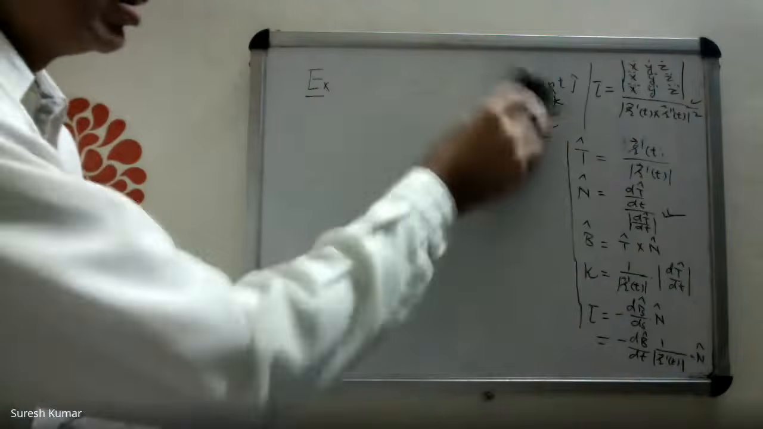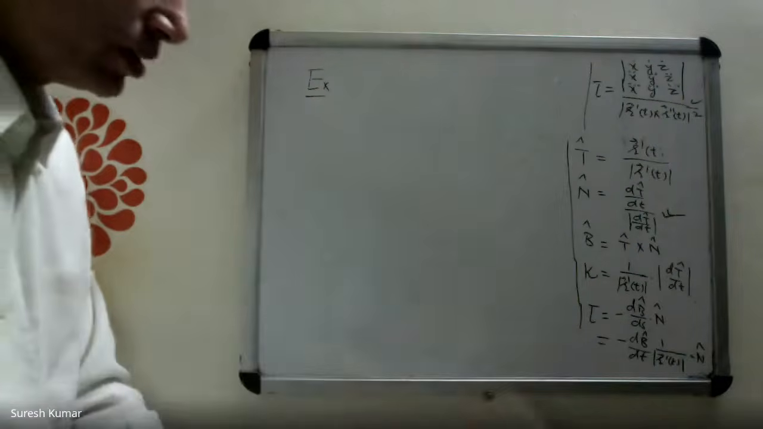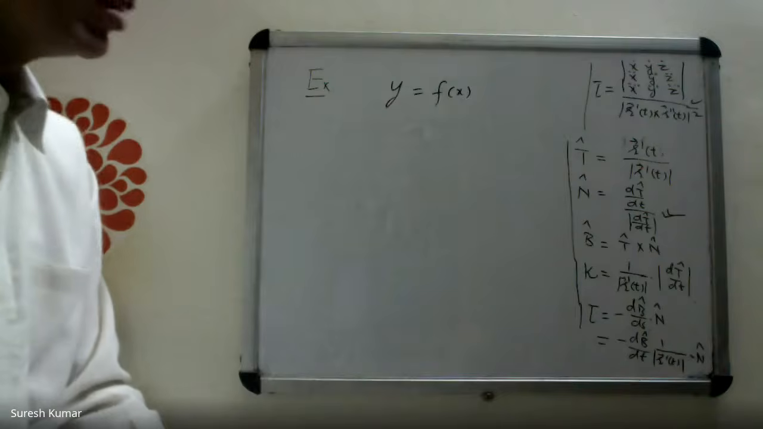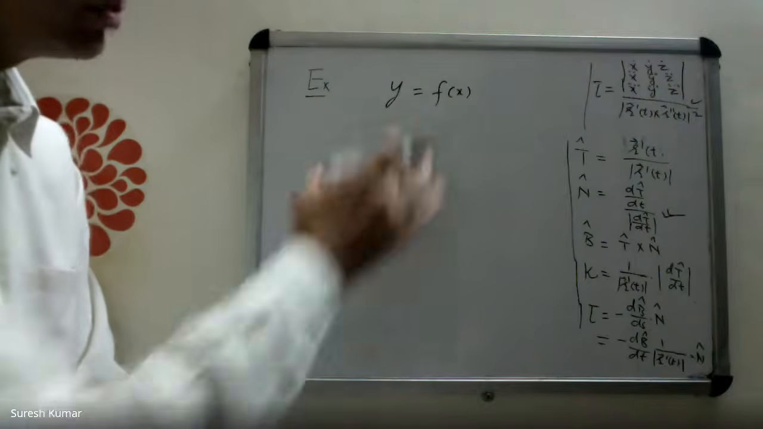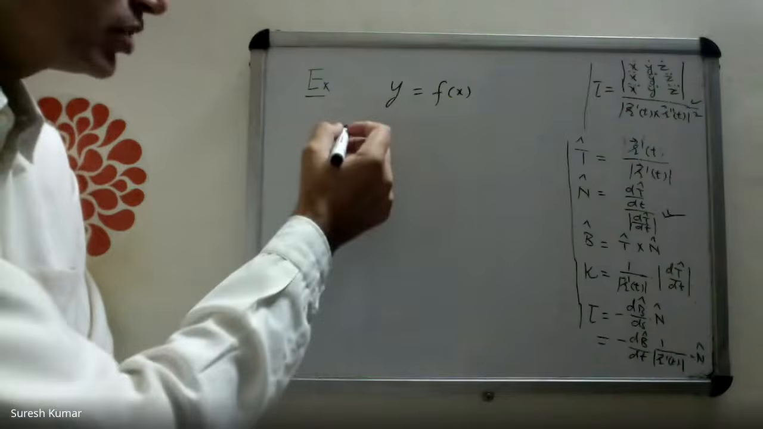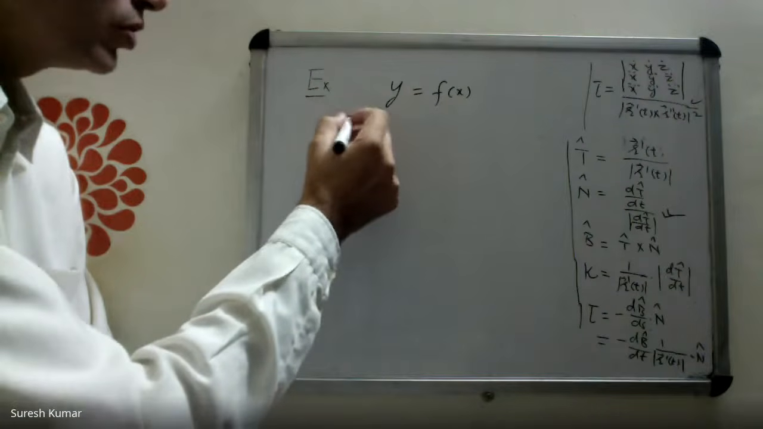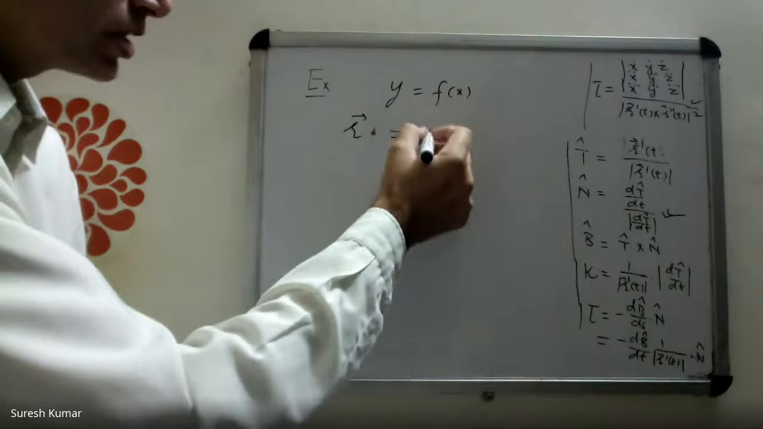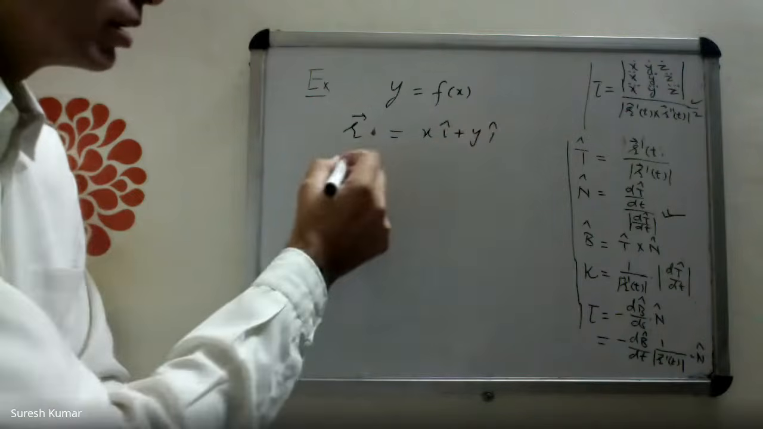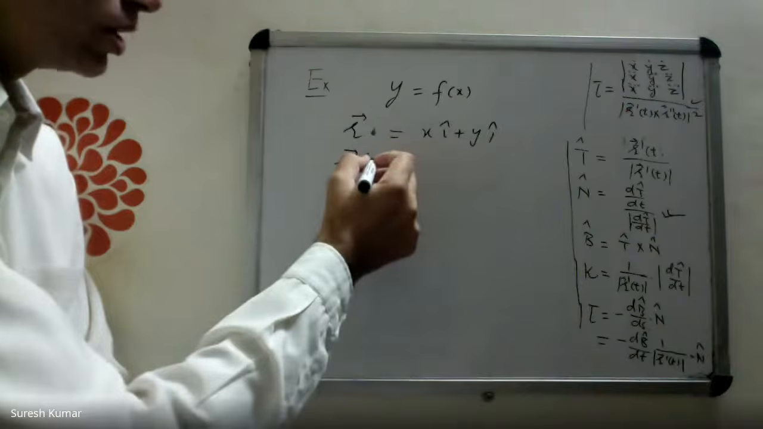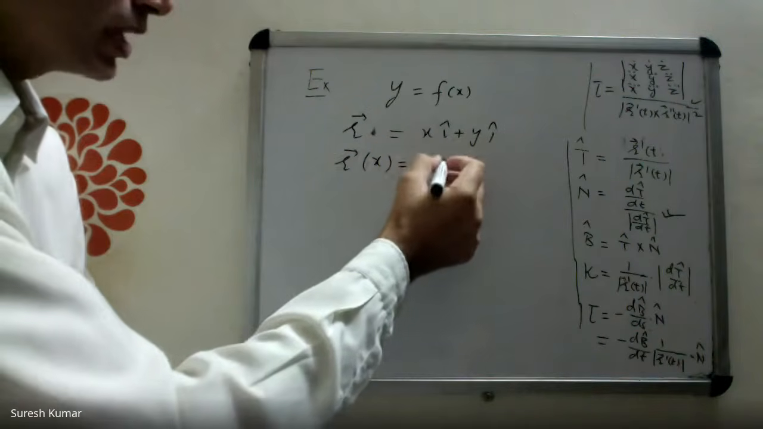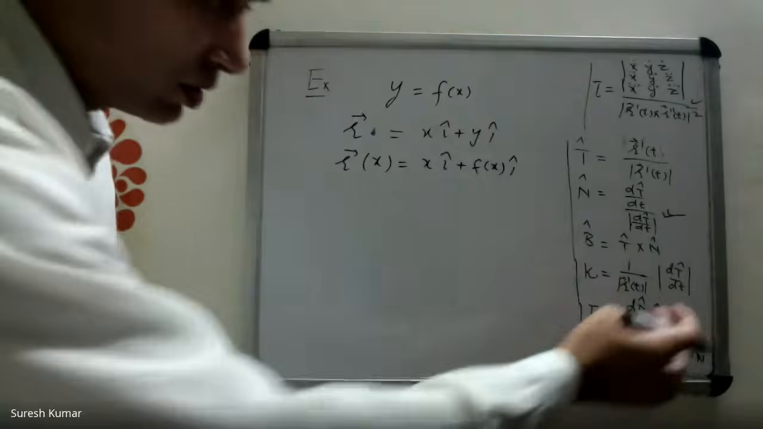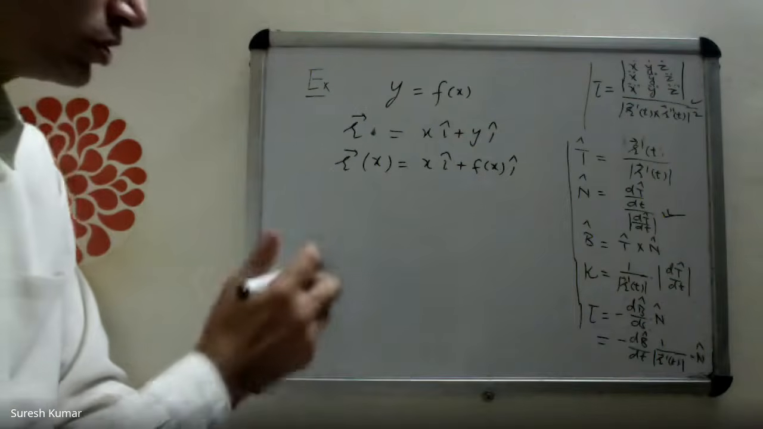Let's see a simplified formula for plane curves. Plane curve means suppose you are given the curve y equal to f of x. What is its curvature? It is a plane curve lying in xy plane. First, let's parameterize it. So what is its parameterization? In general, what is the position vector of a point on this curve? X i cap plus y j cap. But if you want to write the whole expression in terms of x, you can write x i cap plus f of x j cap. So you can use this formula to write kappa for it.